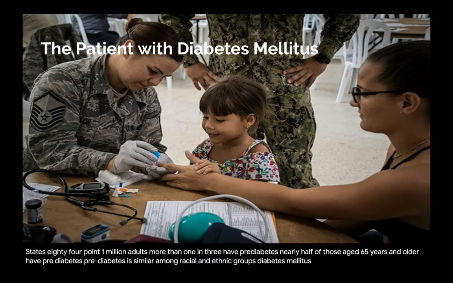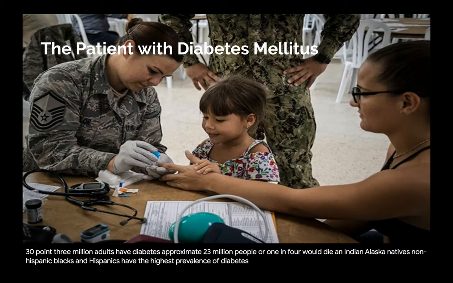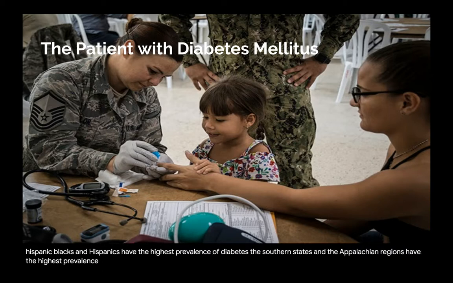Diabetes mellitus prevalence. In the United States, 30.3 million adults have diabetes. Approximately 23 million people, or 1 in 4, with diabetes are undiagnosed. American Indian, Alaska Natives, non-Hispanic Blacks, and Hispanics have the highest prevalence of diabetes.